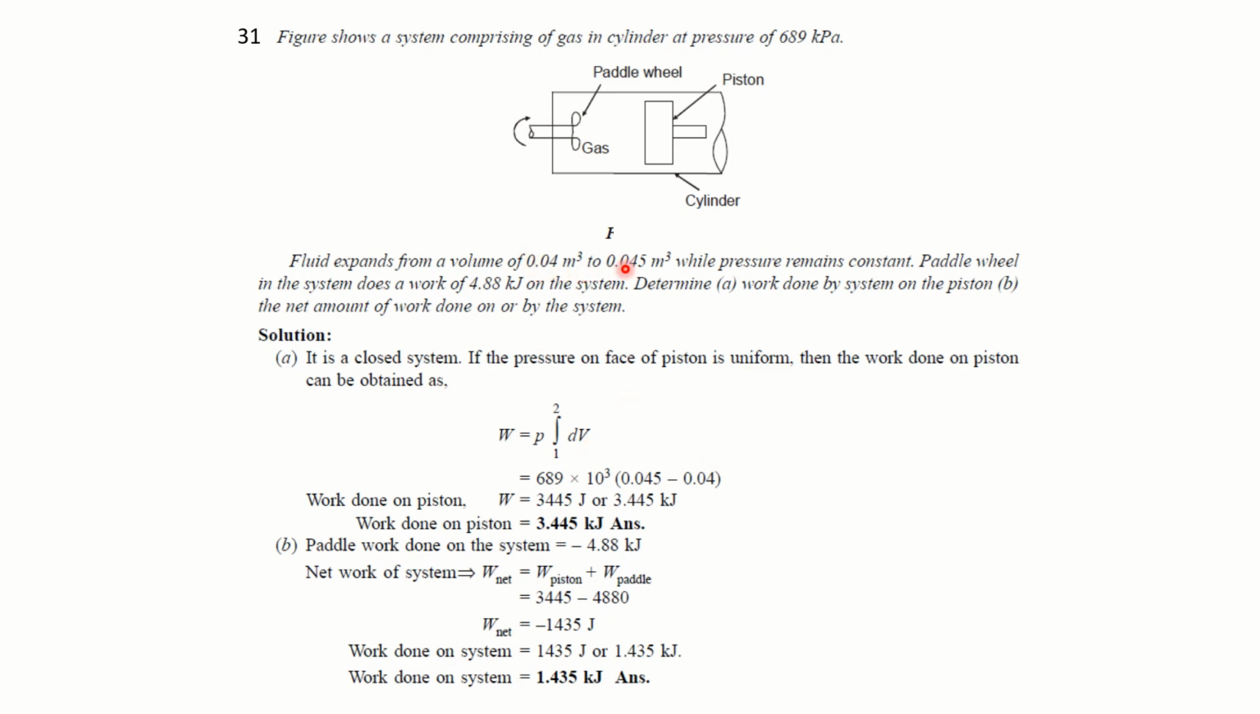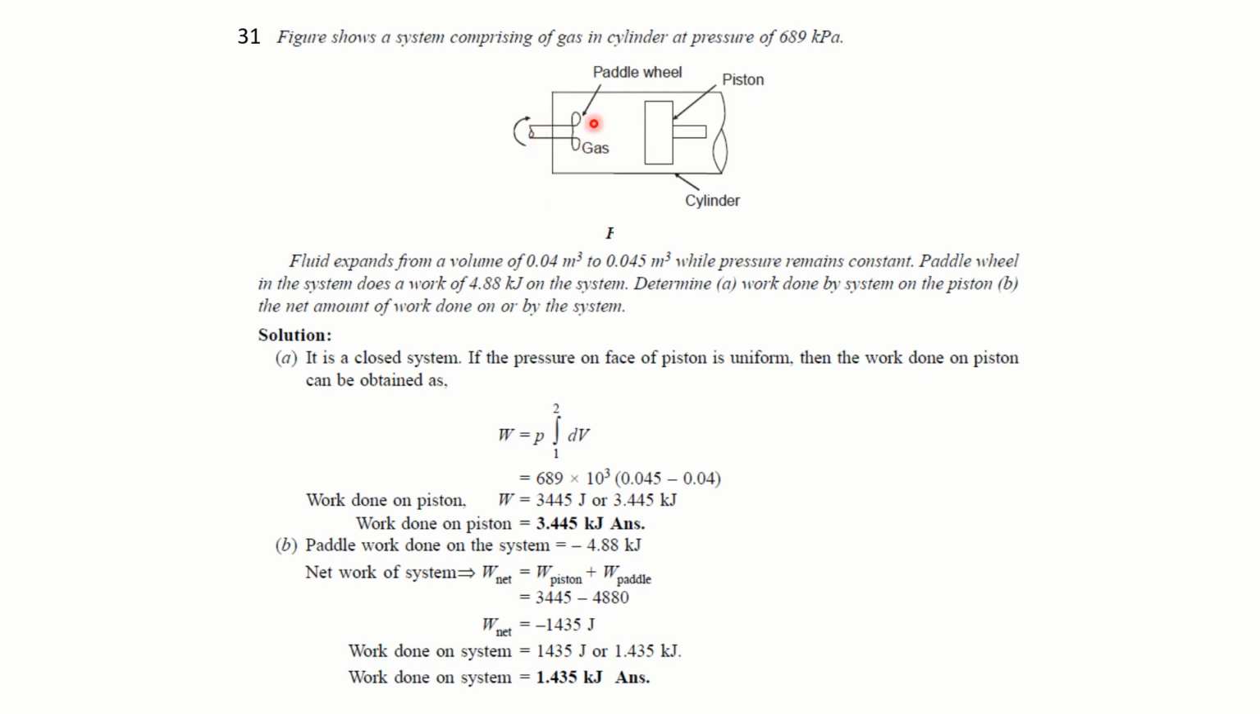So here you have 0.045 minus 0.04. Here it is 689 kilopascal. To convert into pascals, I have written 689 into 10 to the power of 3, so that you will get newton meter, or what you can call joule. Or if I divide by 1000, then I will get kilojoule. This is the work done by the system on its surroundings.